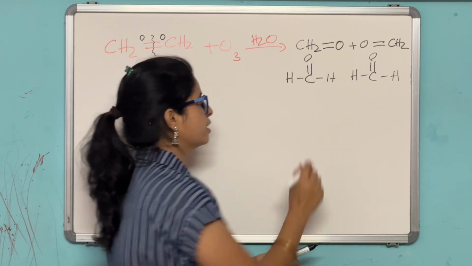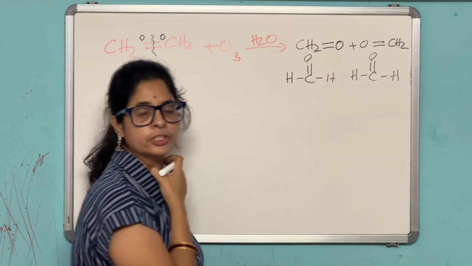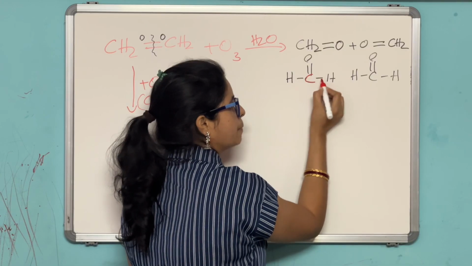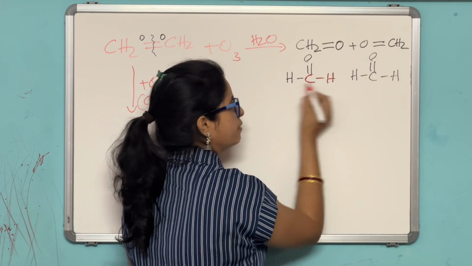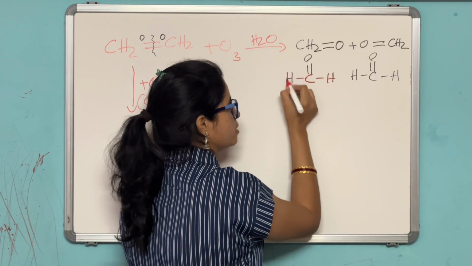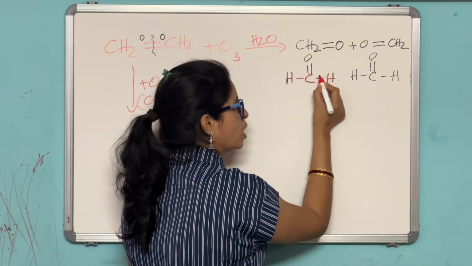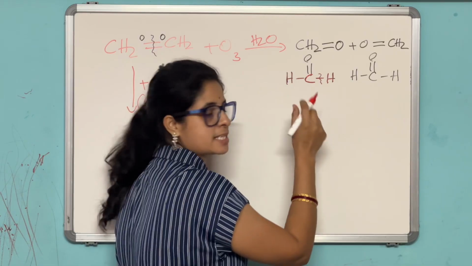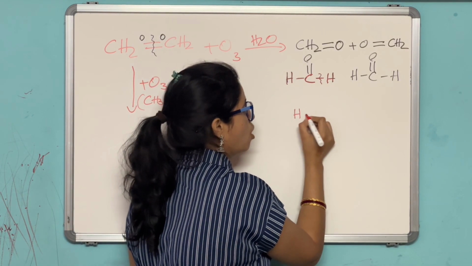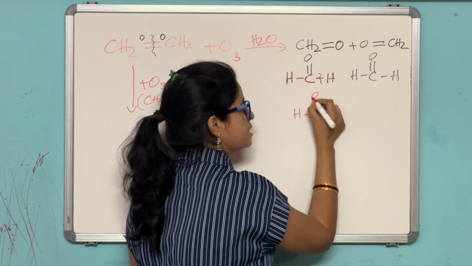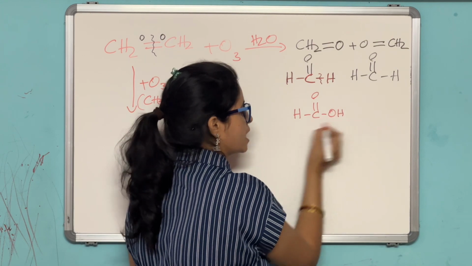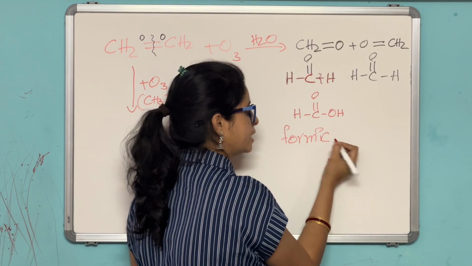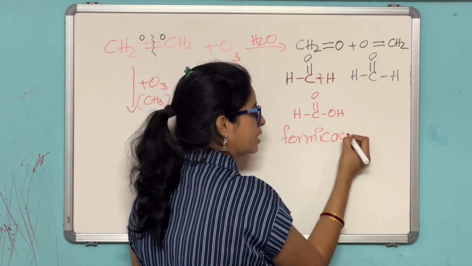So here it is further cleaved to acid. Between this carbon and hydrogen, both are similar, two hydrogens are there. You break one of these bonds and introduce one oxygen because it is an oxidation. So it will be converted into HCOOH, which is formic acid. So aldehyde under the oxidative cleavage is converted into acid.